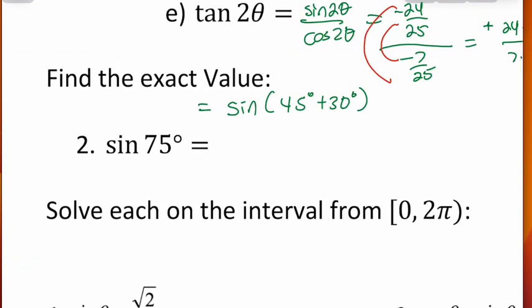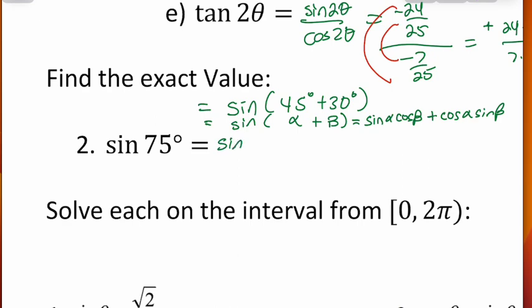Up on the board are our sum and difference formulas. We want to use the sine plus formula, the sum formula, which you can see the signs there are in that light blue color. So the formula I'm going to use is that the sine of alpha plus beta is the sine of alpha cosine of beta plus the cosine of alpha sine of beta. My alpha is going to be 45, my beta is going to be 30. Let's plop them into the formula.